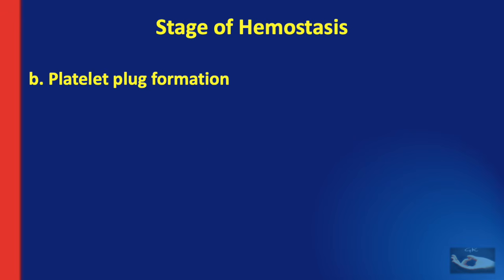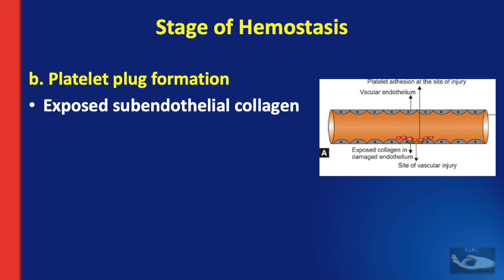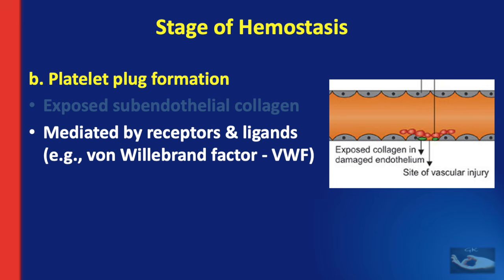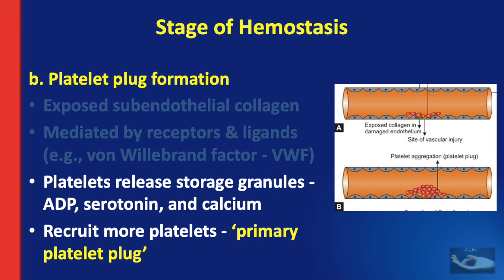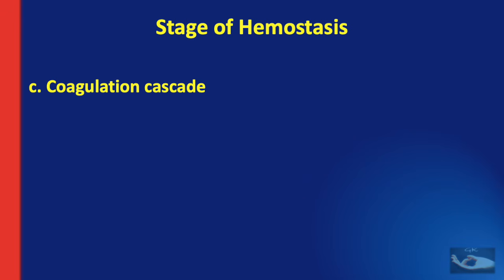Next, a platelet plug forms. When injury occurs, the platelets are exposed to structures like the subendothelial collagen, and this exposure initiates the platelet plug formation. It is mediated by receptors and ligands like the von Willebrand factor. This causes activation of the platelets, which release storage granules and adenosine diphosphate, serotonin, and calcium into the wound. This further recruits more platelets to come and join to form the primary platelet plug. But it is very soft and it needs much more strengthening in the form of the coagulation cascade.